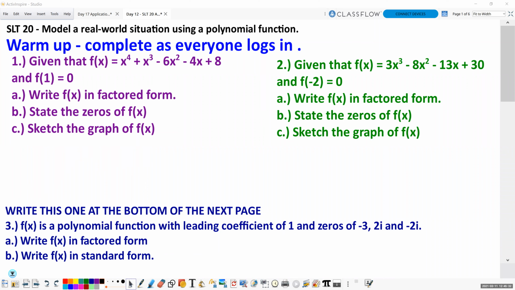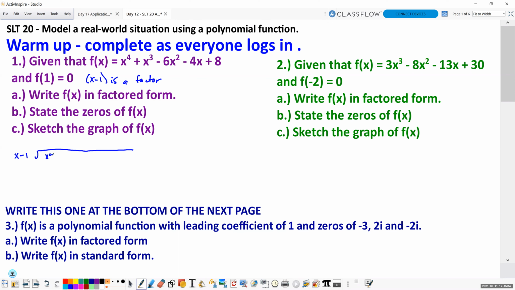All right, so number 1 asks you, given this polynomial f of x and f of 1 equals 0, to write the polynomial in factored form. So the first thing we want to notice is that if f of 1 equals 0, I know that x minus 1 is a factor. So I'm going to do one of these problems with long division and one with box division. I'm going to do the first one with long division.